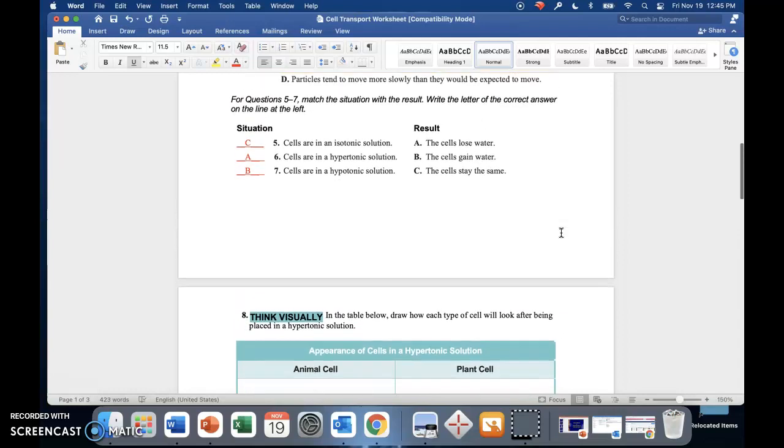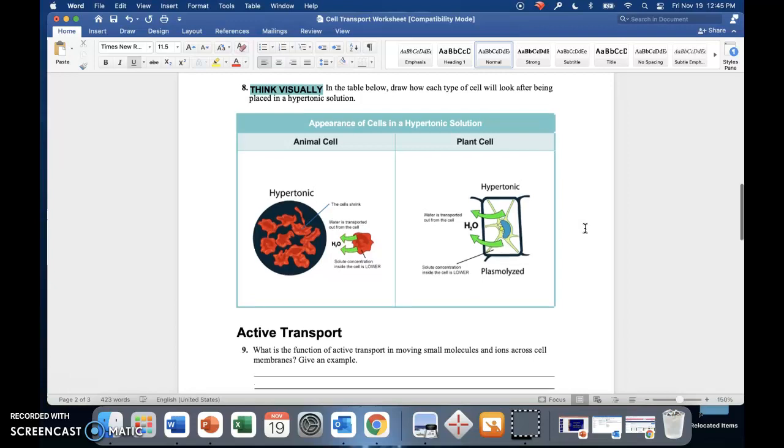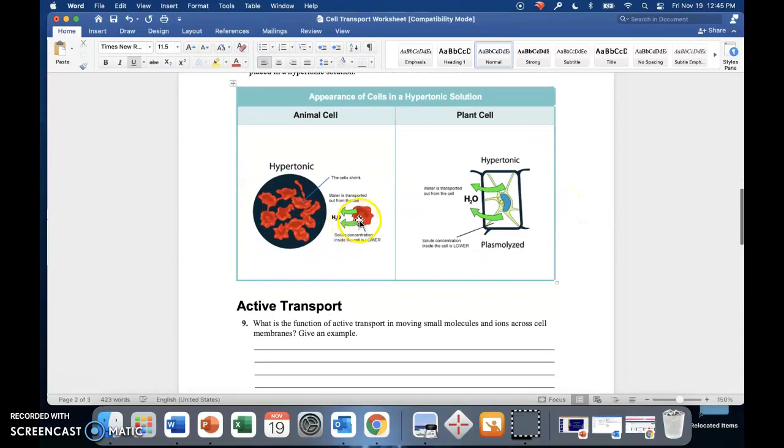Okay, so based on what we just learned, we should be able to do number 8. Now, I told you guys that you could just find pictures, and in this case, we're doing the hypertonic solution. Again, in a hypertonic solution, cells are going to lose water, so you can see that water is moving out in both cases. The cells begin to shrivel up. Now, in the case of the plant cell, it's the membrane that begins to shrivel up. The cell wall does maintain its shape, but in each case, you are dehydrating the cell.